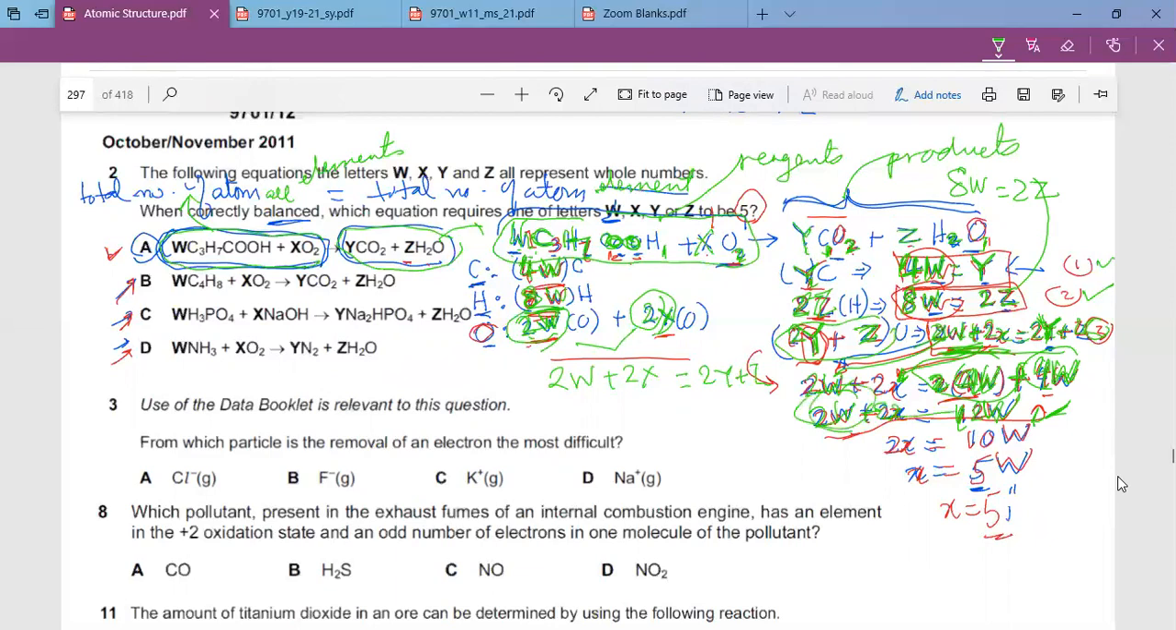So I get 2x equals 10w. So by ratio, 1x equals 5w. So x is equal to 5 when w equals 1. So this is how you know x is equal to 5. So A is the answer. You can work out all of this by yourself and see how it works out. I don't have time to go through every one of them.